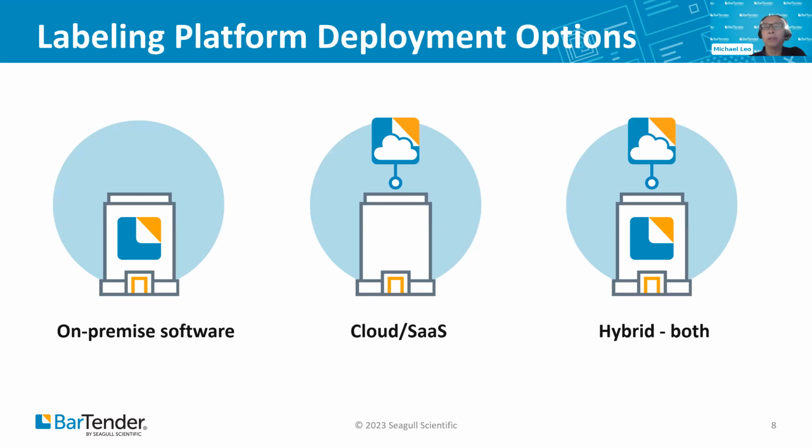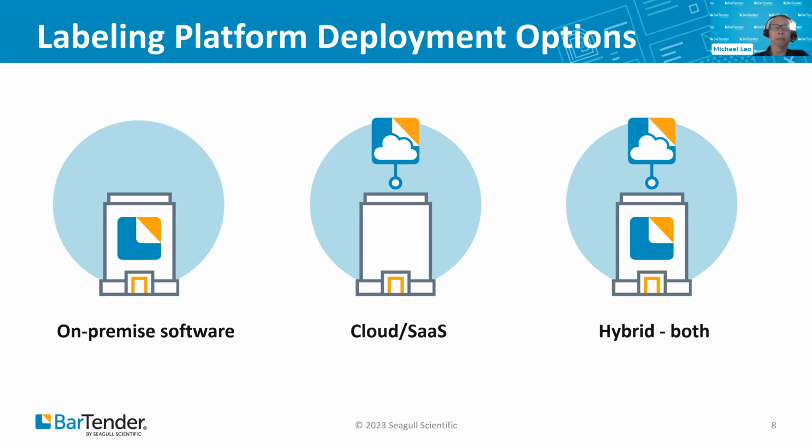So the main goal of this webinar is to help you understand the 3 deployment options for a labeling platform or solution, and how to pick the best approach based on your labeling needs and the resources that you have available. We'll cover the traditional model, where customers have installed a copy of BarTender software on premise, where they need to manage their own hardware and software.